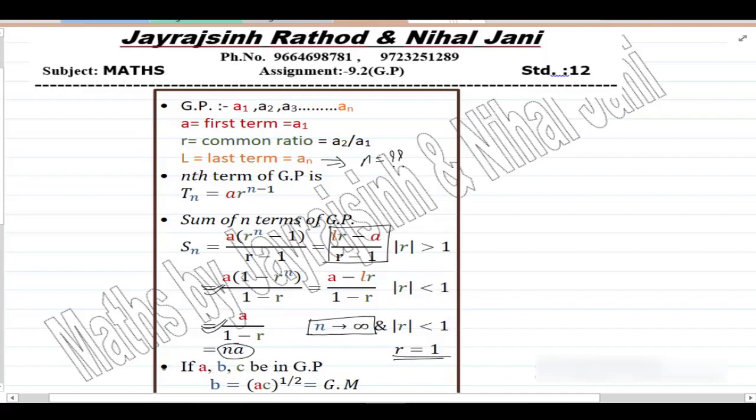Now the last important and commonly used thing is: if A, B, C are in GP, then we can say B is equal to the square root of AC, or we can say we have the half power. And one more thing, this B is also known as the geometric mean. So remember these things and prepare for solving some examples.